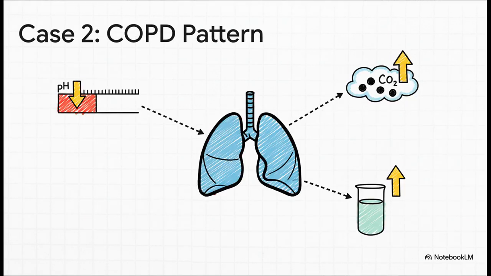What about a patient with a bad COPD flare-up? Again, let's just follow the clues. The pH is low. Acidosis. Why? Well, they can't breathe out their CO2, so the partial pressure of CO2 is high. It's a respiratory acidosis. And you can see the kidneys are trying their best to help out by holding on to bicarbonate, so the HCO3- is up as compensation.